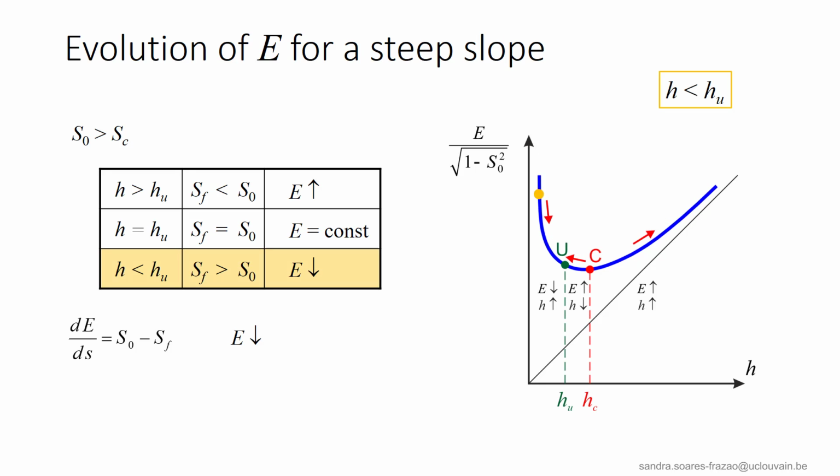Finally, we have the case of steep slopes. For H below HU, the specific energy will decrease and the water depth will increase until reaching the uniform depth. For a depth between HU and HC, as we are above HU, the specific energy will increase and the flow depth will decrease until reaching HU. And for a depth larger than HC, thus also larger than HU, the specific energy will increase, but this time the water depth will also increase.